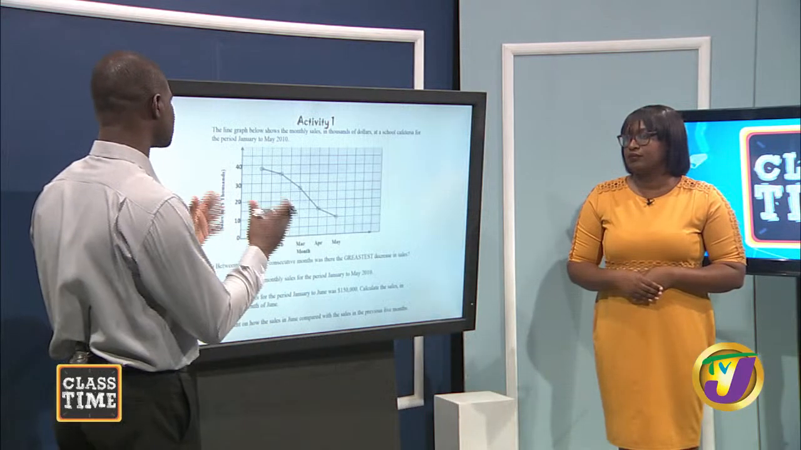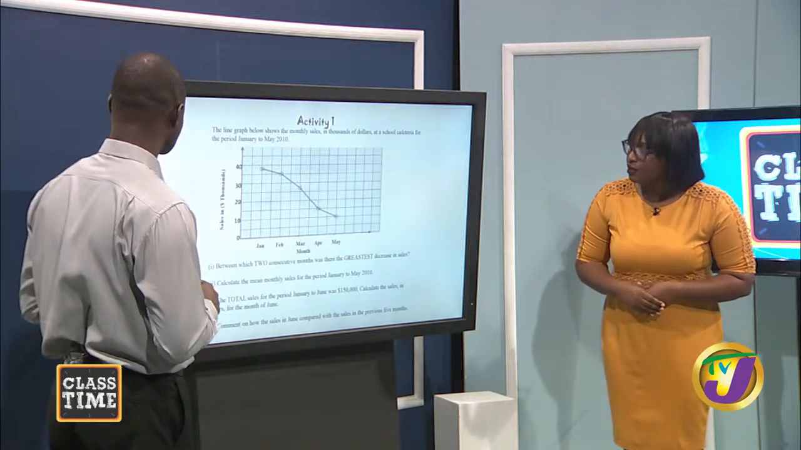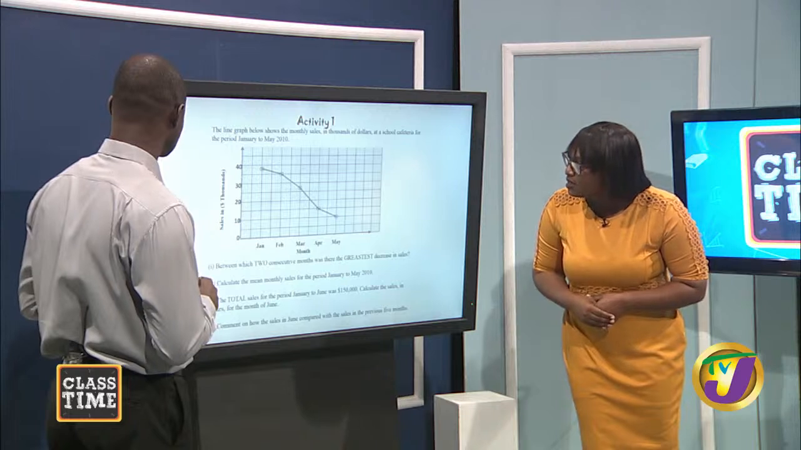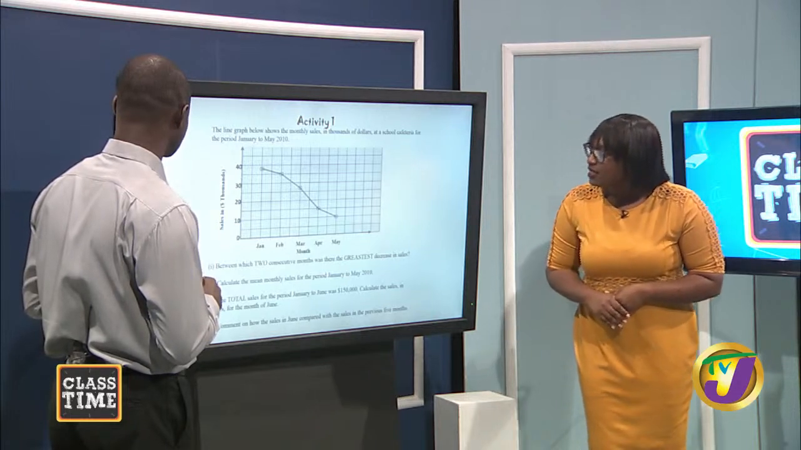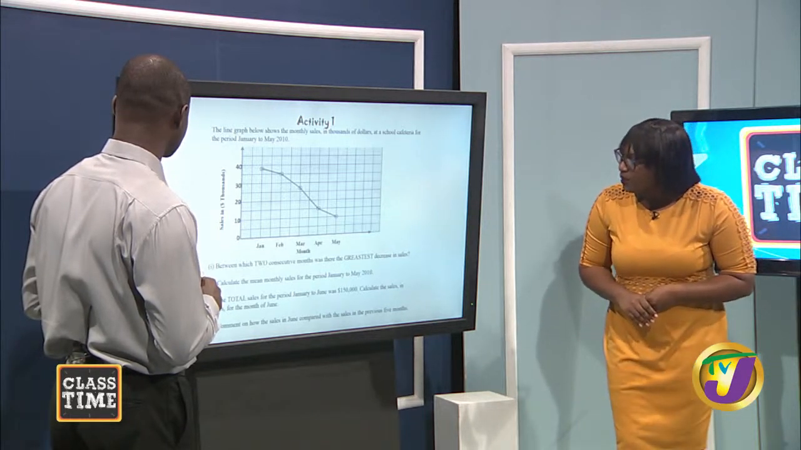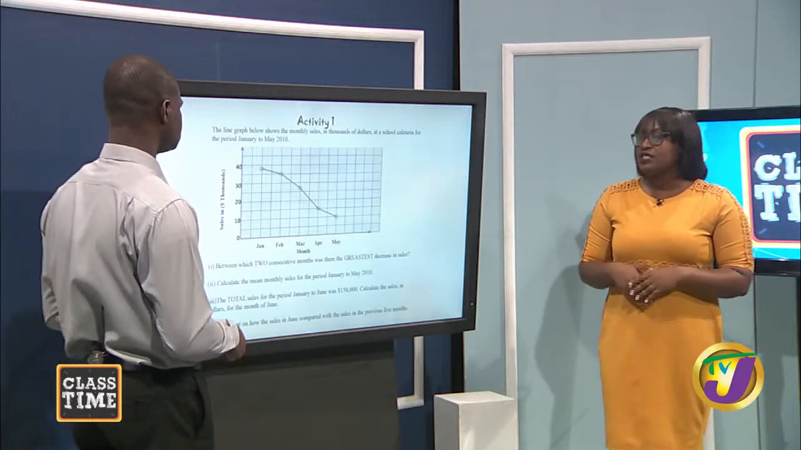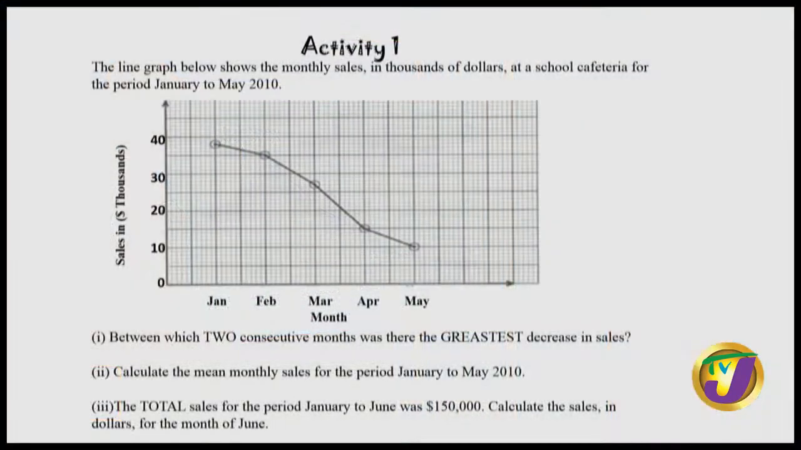But what is it in terms of value? So we're going from, in March, we had $27,000 in sales, and in April we had $15,000 in sales. If we were supposed to quantify it in terms of a monetary value, that is what it would be.